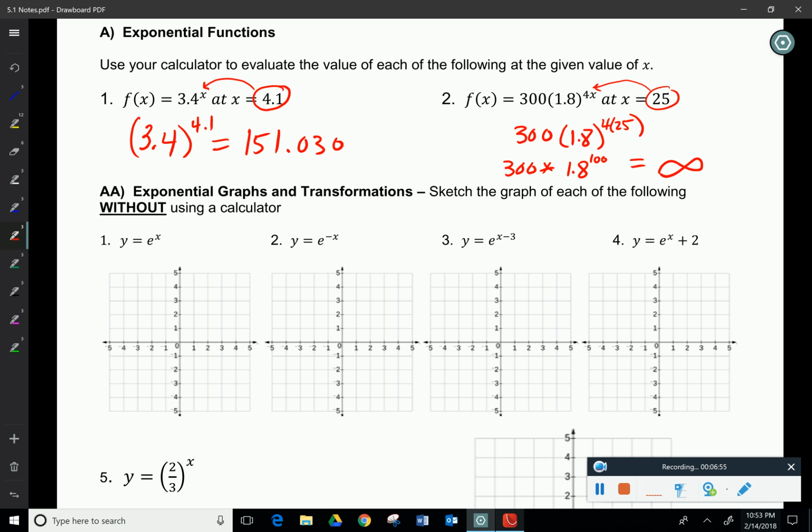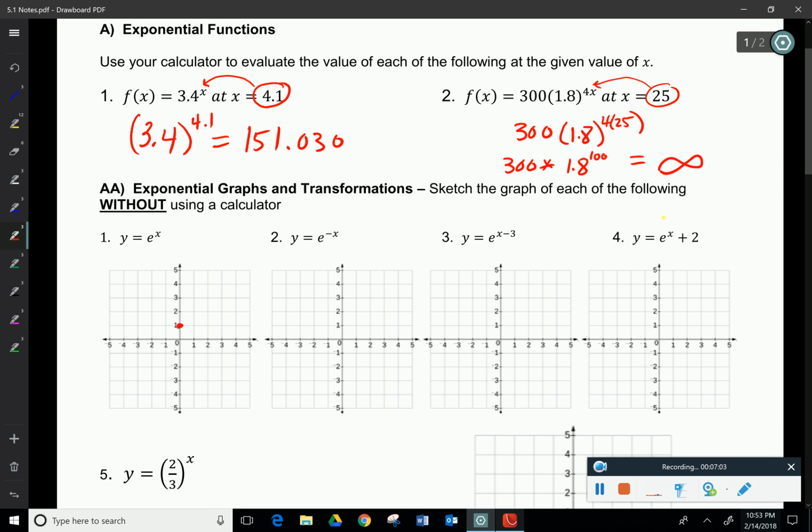Now this should completely be reviewed. We've done this several times this year. Remember that the exponential graph goes through the y-axis at 1, right? It levels off down here at the x-axis and then shoots up. And then remember the transformations. If there's a negative on the exponent, we're going to flip it across the y-axis, right?